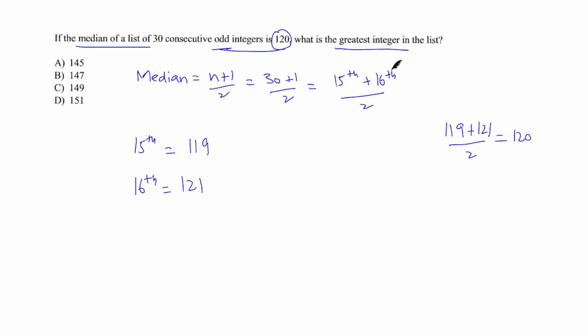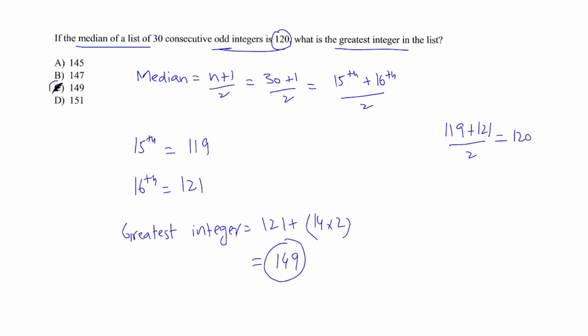So we have our 16th term. Now we can calculate the greatest integer. If we have to go to 30th term, that means we are basically looking at the greatest integer should be 121 plus we've got 14 other terms, but it's an odd integer series. So we have plus 14 into 2. This will basically give us the greatest integer, and the answer should be 149. That is option choice C.